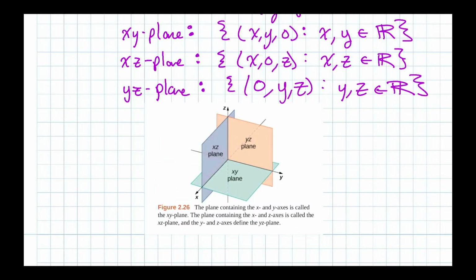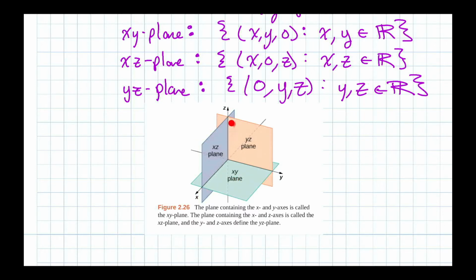So if you think about it, if you set the z value to be equal to 0, then you're just stuck on the ground, right? Because the z-axis is vertical. So the ground is the xy plane. And similarly for the others.